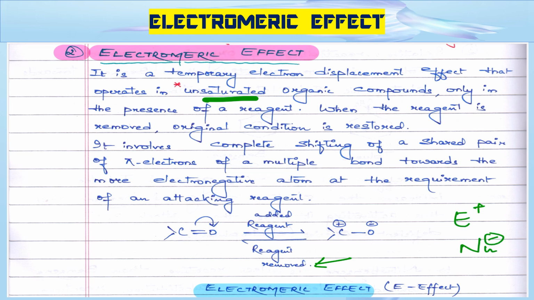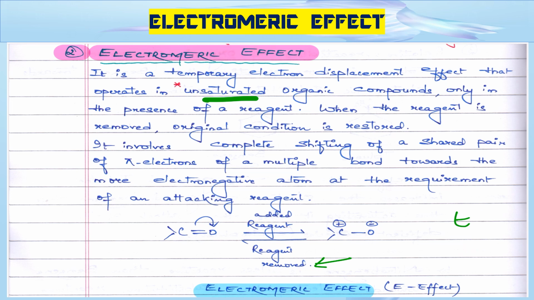Whatever the case, when you bring these attacking reagents close to an unsaturated compound, the electromeric effect will be observed, and it will be observed temporarily, as long as these reagents are lying close to the organic compound or in the presence of the organic compound. As soon as they are removed, the electromeric effect disappears. So now let us see how this happens.